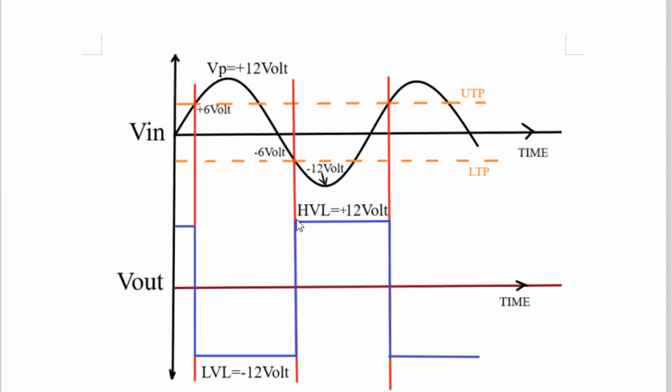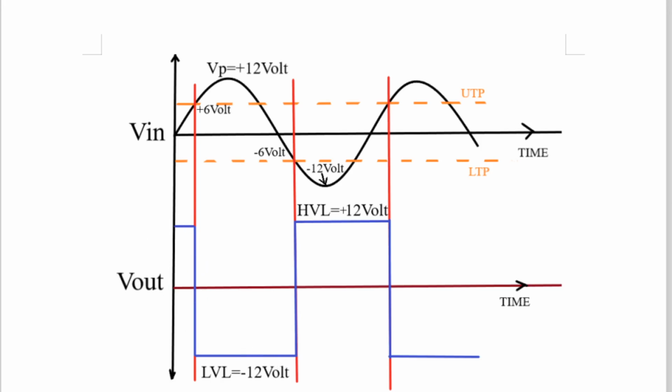Exactly at plus 6, the output which was HVL will become 0 here. And when this voltage just crosses 6 volt, the output will go to LVL like this. So below 0 it will go to LVL. In this way, I hope you have understood that in the beginning there is HVL, but later on, when the input crosses plus 6 volt, the output goes from HVL to LVL.